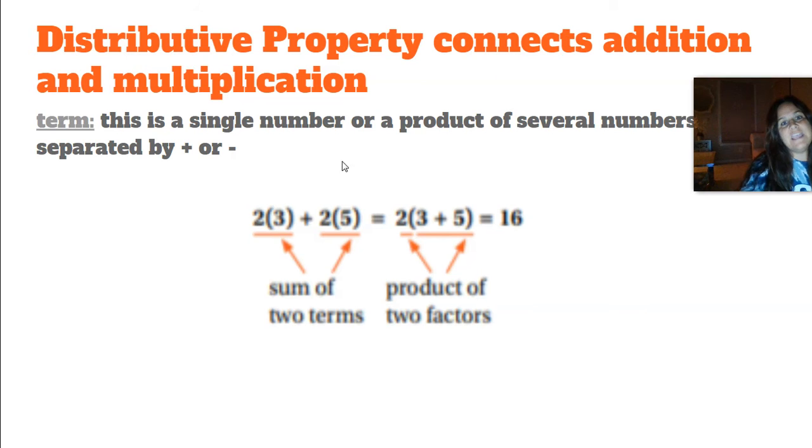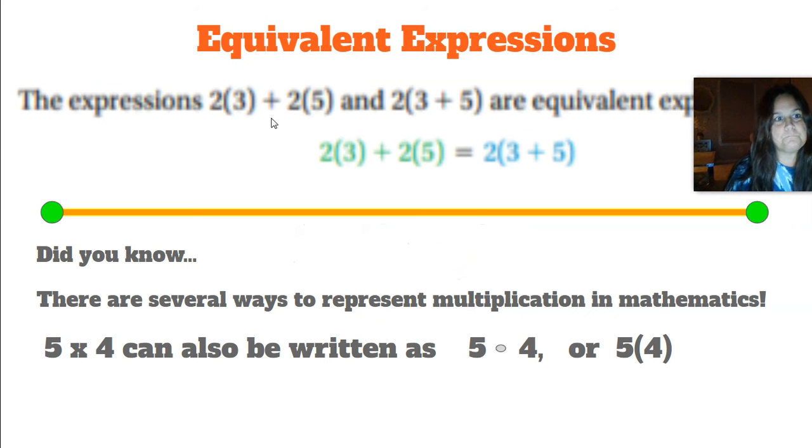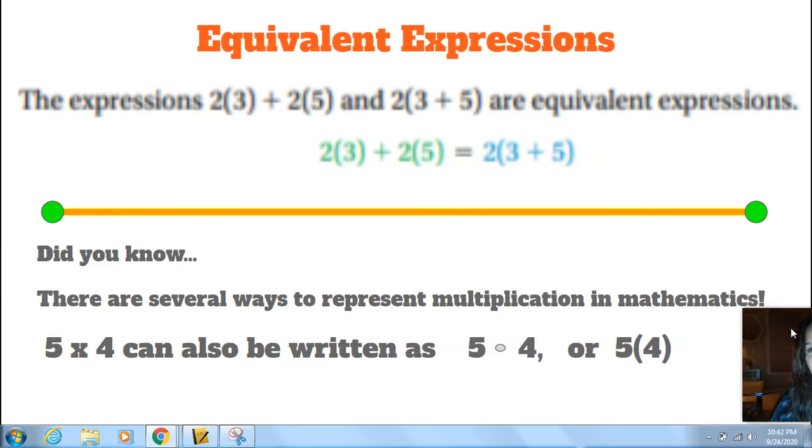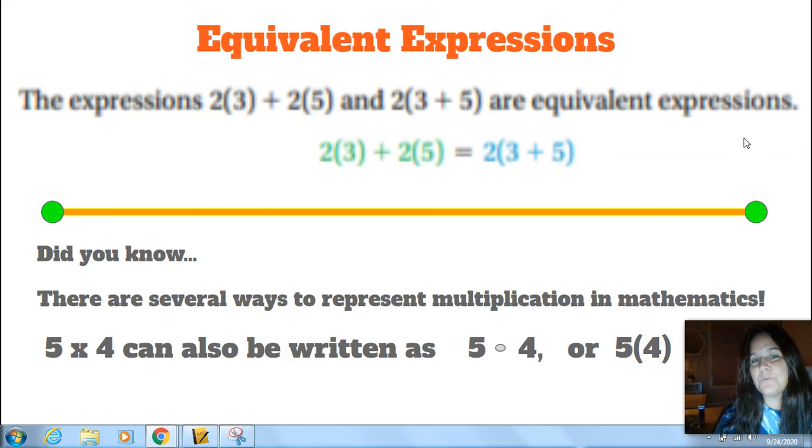So essentially what we're saying here is 2 times 3 plus 2 times 5 is equivalent to 2 times 8, or 2 times (3 plus 5). And they both are equivalent to 16. So like I said, these are called equivalent expressions. You can see that 2 times 3 plus 2 times 5 and 2 times (3 plus 5) are equivalent expressions. And that's again written here.